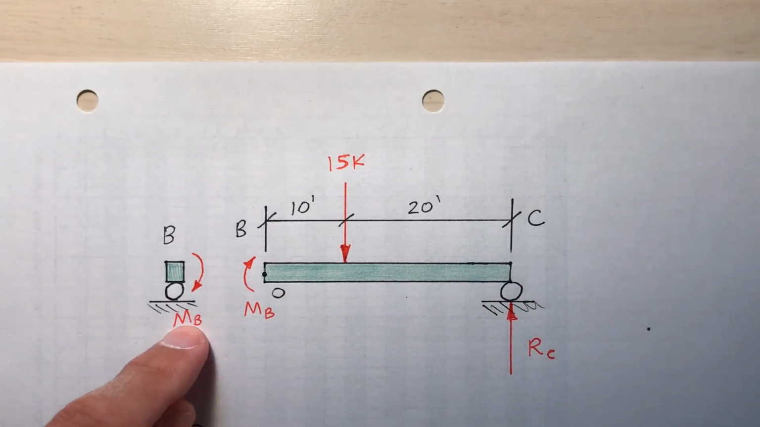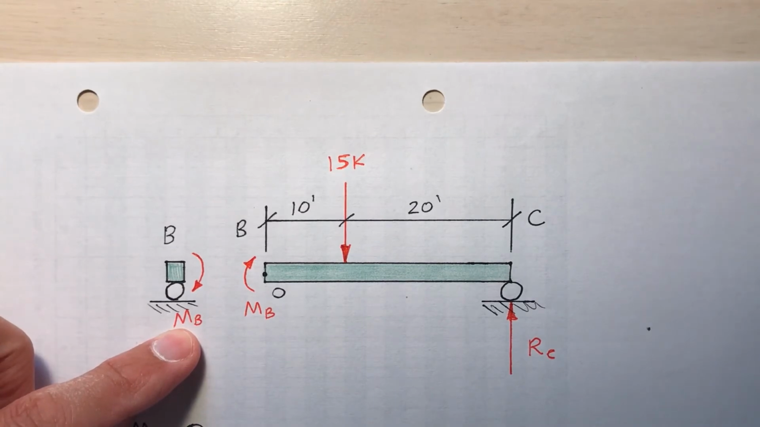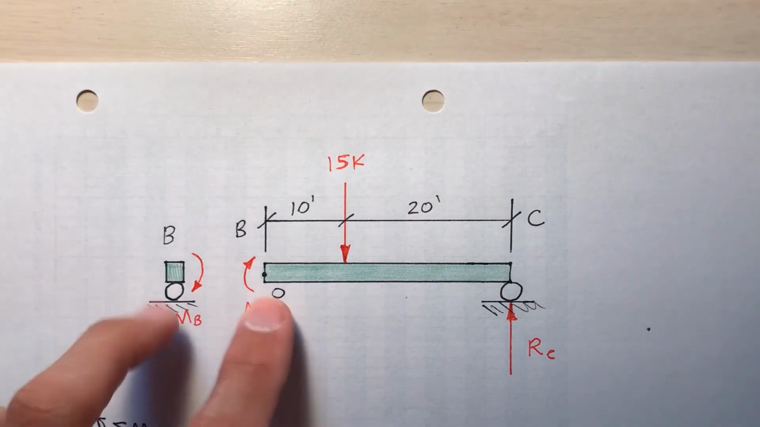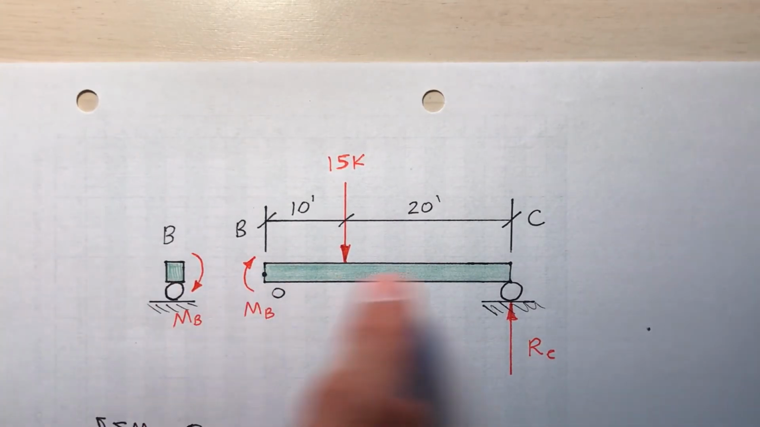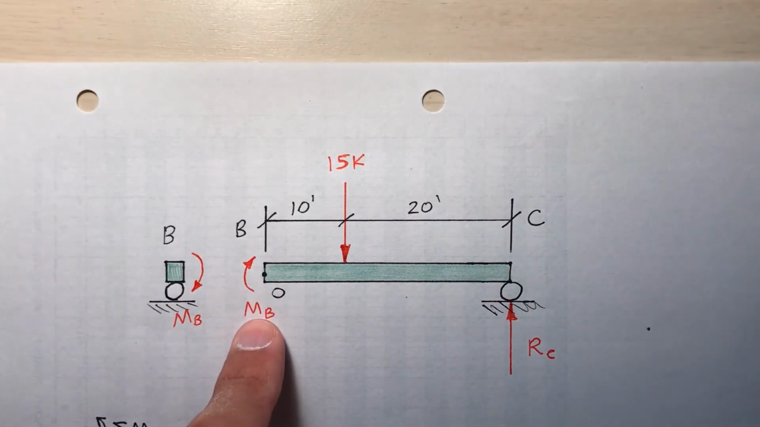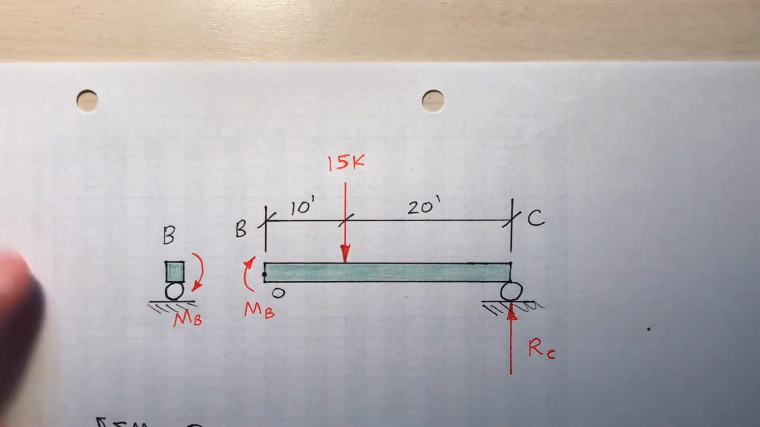Remember M sub B, I calculated that a moment ago. It was 41.6 with a 6 repeats, 41 2/3 kip foot. Equal and opposite, so if it's clockwise here, it'll be counterclockwise here. So analyze BC. I know what M sub B is, it's 41 2/3. I've got the 15 kip load. I want to find R sub C.